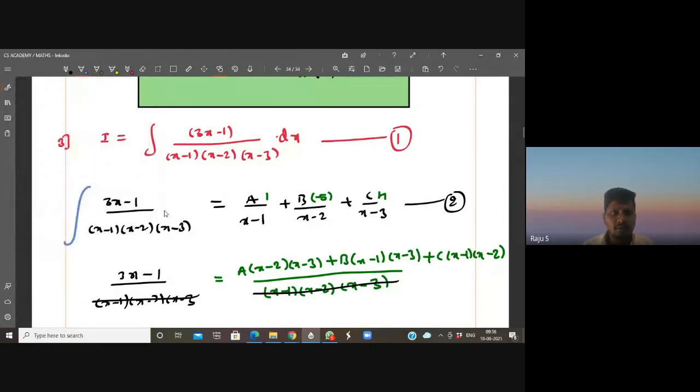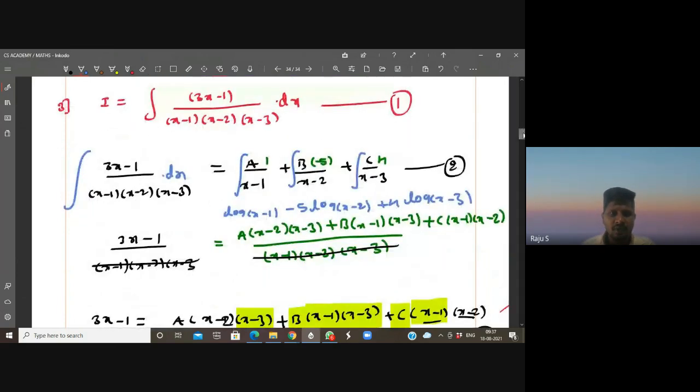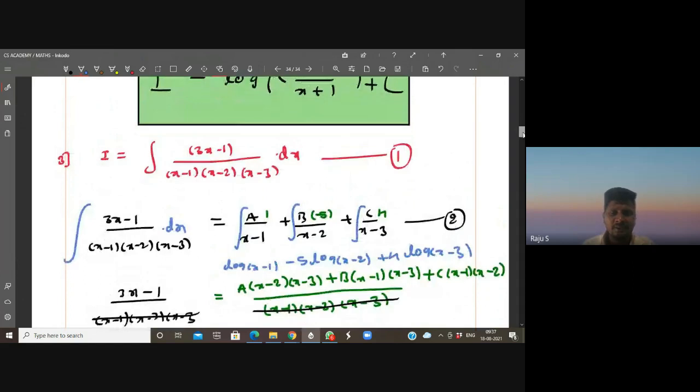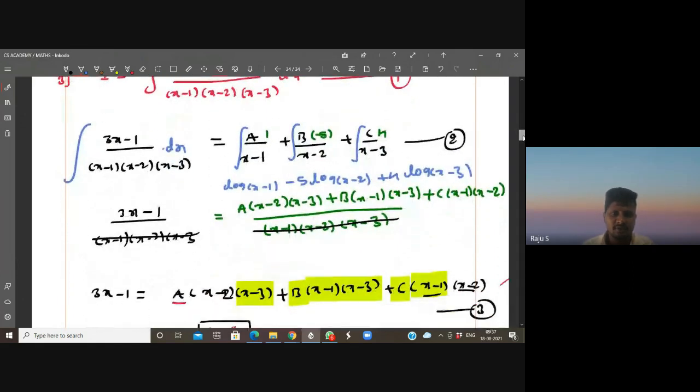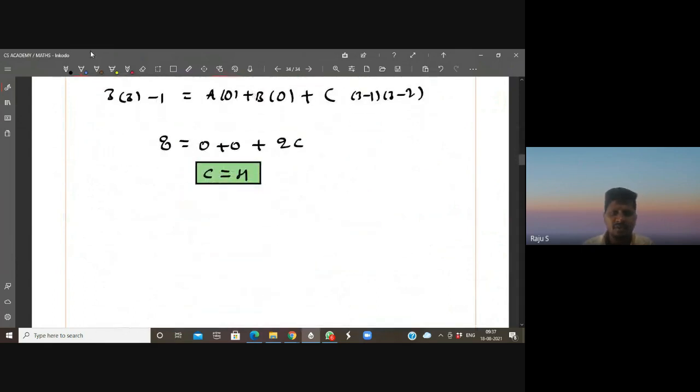Integrate on both sides. This is the given integral. See, 1 by x minus 1, the answer is log of x minus 1. Here minus 5 is a constant, take it outside: log of x minus 2. Yeah, 4 is a constant, take it outside: 4 into log of x minus 3. So this is m log a form. This and all you can simplify. So this is the way of evaluating the integral of a given rational function. After finding a, b, c values, substitute in equation 2. Simplification and all you know very well.